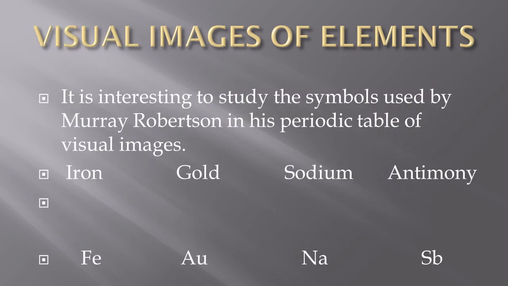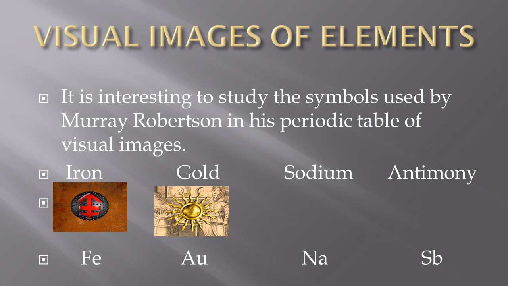Okay. Visual images of elements. It is interesting to study the symbols used by Murray Robertson in his periodic table of visual images. Here are some images. Number 1, iron. We can see a rusty background with an alchemy symbol at the center. Then comes gold with a shiny sun as a symbol because mythologically gold is connected with sun.